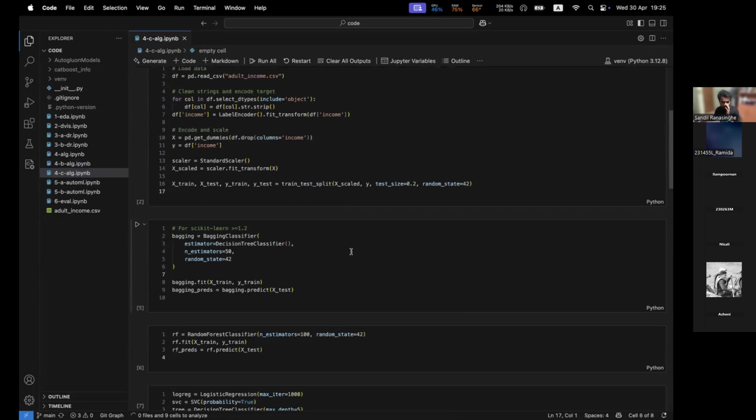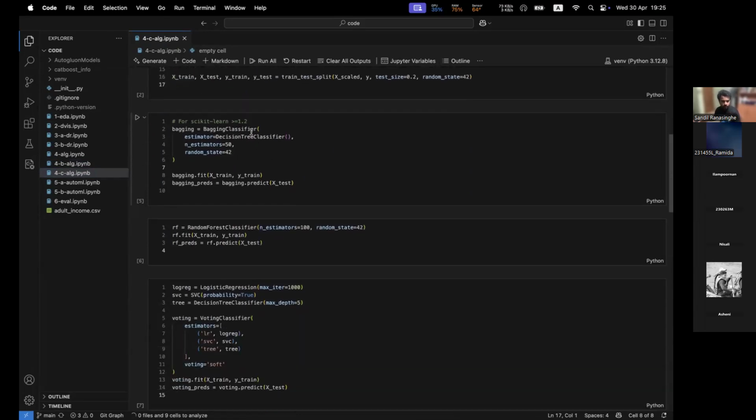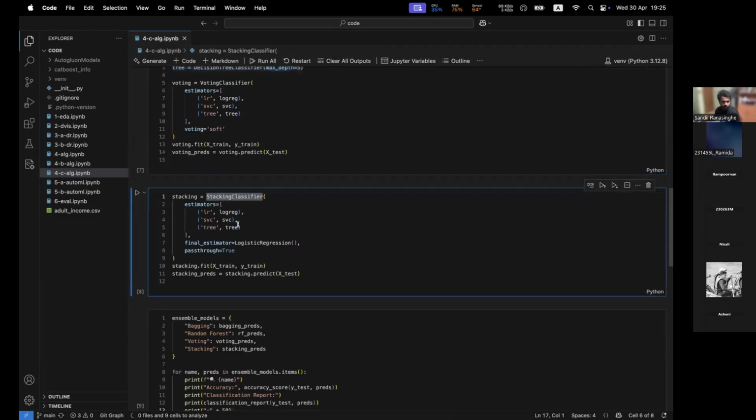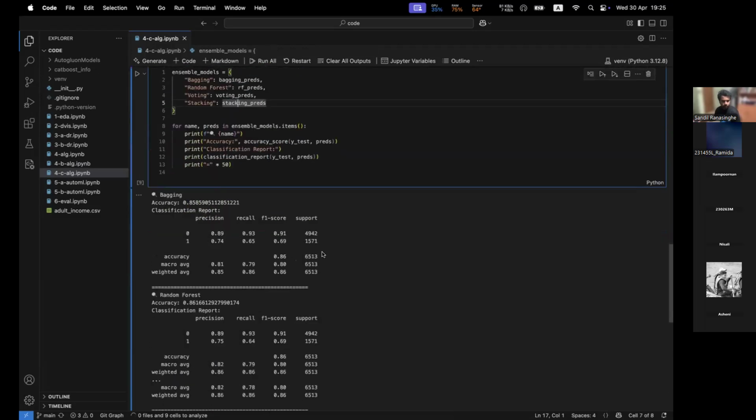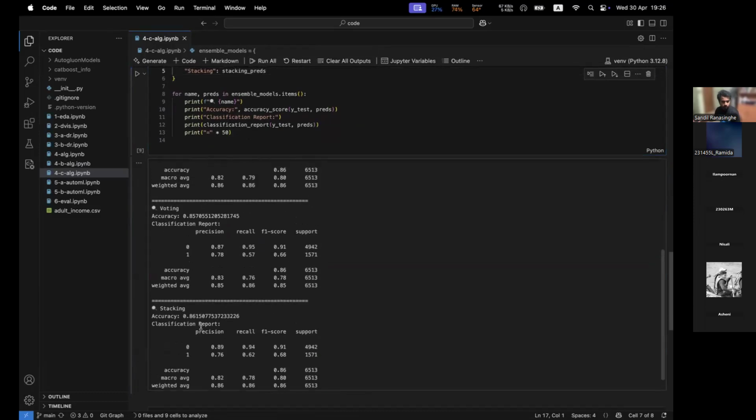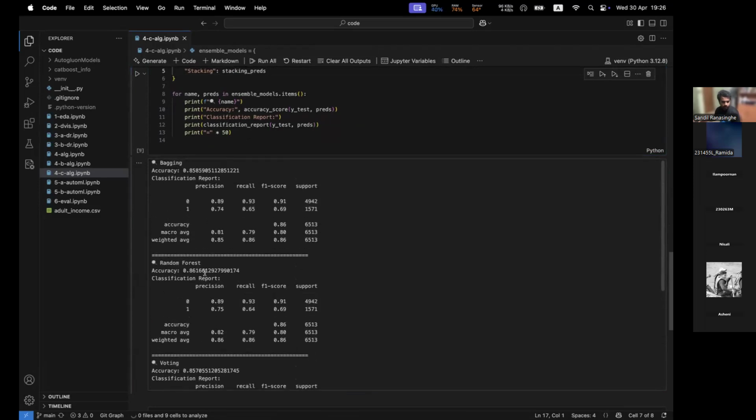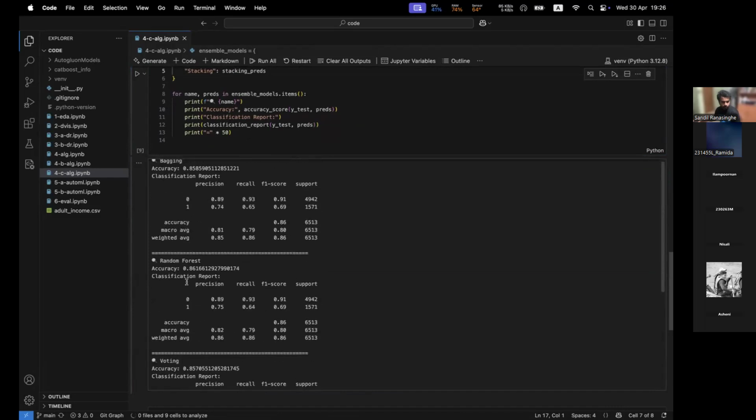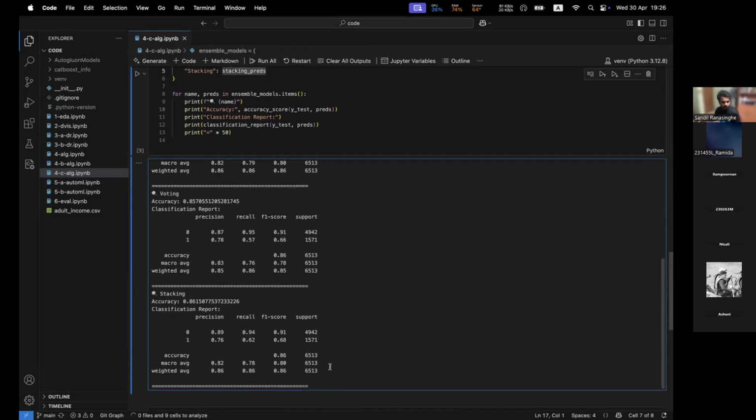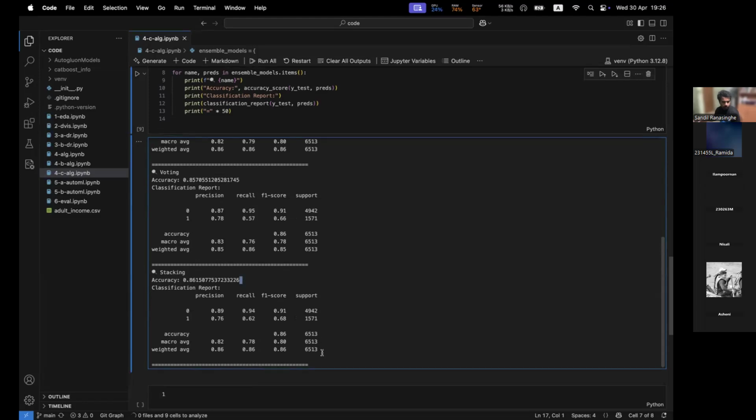And again, I have tried some ensembles here: bagging with decision trees, random forest, voting classifier with some basic models, and again a stacking classifier with some basic models. So here for the ensembles, you can see the different accuracies. For the bagging one with our basic models, there wasn't much of an improvement. But here you can see the stacking one with our basic models, there's some sort of an improvement as opposed to using just the basic models.